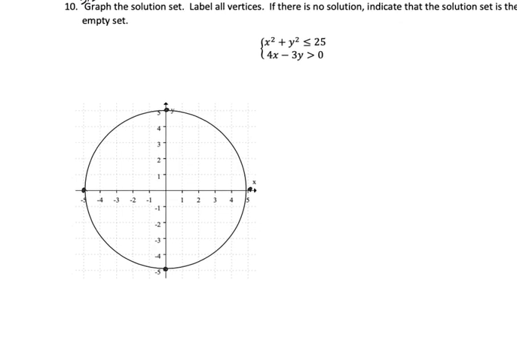Okay, now we need to shade. To determine where to shade on this, we use a test point, 0, 0. 0 plus 0 is less than 25. So we're going to be shading inside the circle because that's where the test point is.